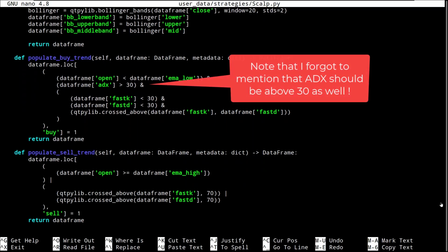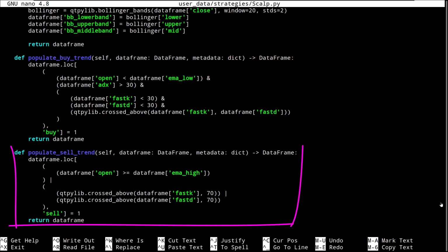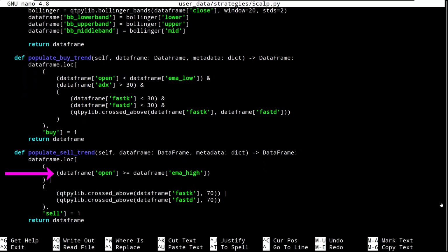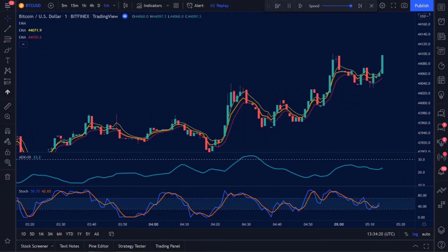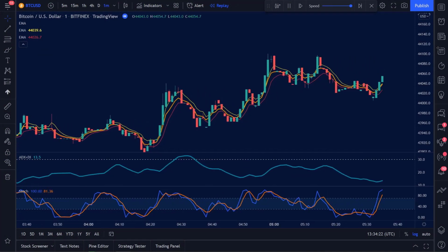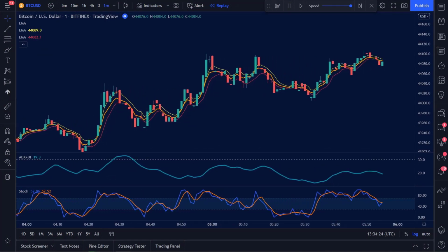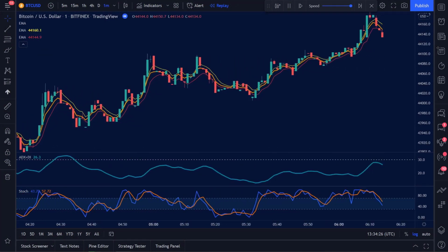The sell signal will occur when the following condition is met. The open price of the candle is equal or higher than the exponential moving average of the high of the last 5 candles. Or the fast stochastics fast K should have a crossover above the 70 level, or the fast stochastics fast D should cross over the 70 level. So if all of these indicators meet their criteria, then the bot sells. And this is basically the strategy for scalping.